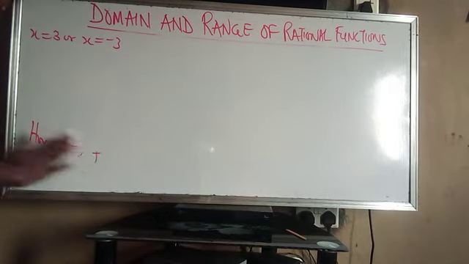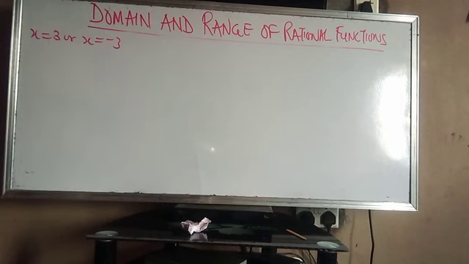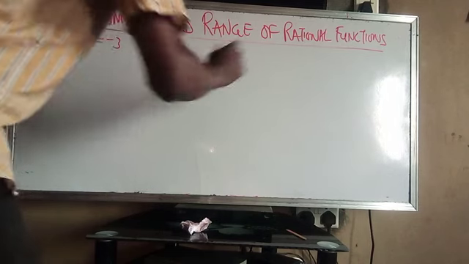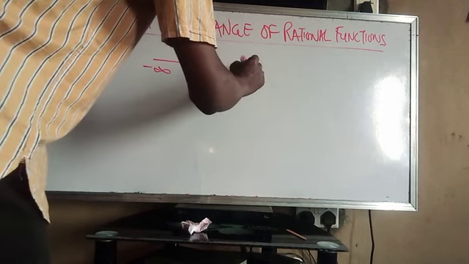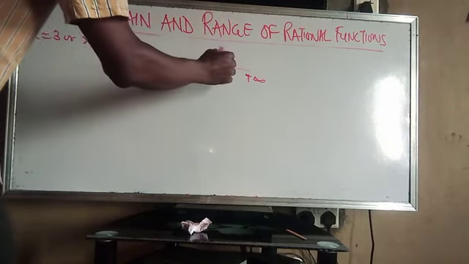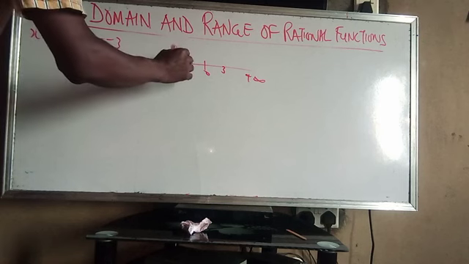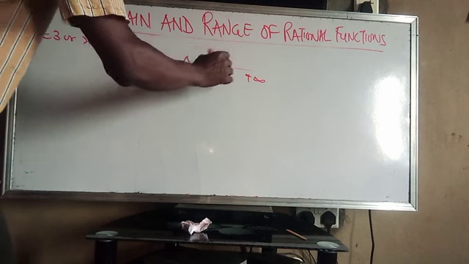So what do we now do? We want to exclude x equals 3 and x equals minus 3. For all other real numbers, this function will be defined. On the real line, let's say this is 0, the negative side is minus infinity and the positive side is plus infinity. But at x equals 3 and x equals minus 3, these values must be excluded.